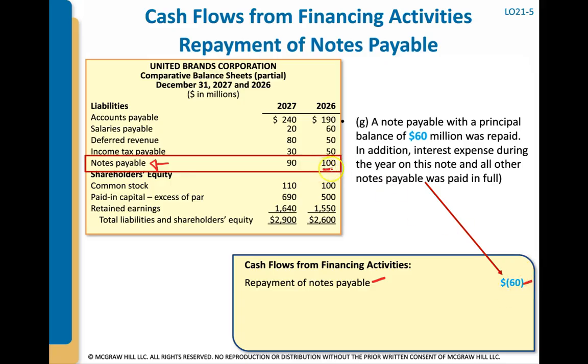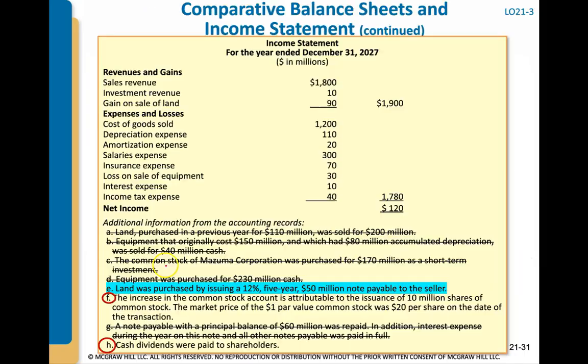Now, let's look at our balances for our notes payable account and roll it forward. We had a beginning balance of $100. We were just told that this note was paid for $60, so we would reduce that balance, right? We would debit notes payable, and our ending balance is $90. That does not flow. There is something missing in here, right? Something else occurred during the year. Let's see if we can find what it is.